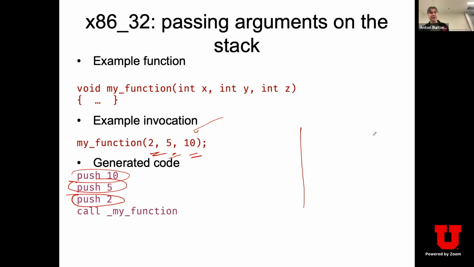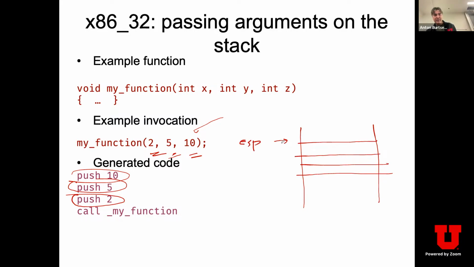So the 3 will be on a stack. Specifically, ESP will be like this. So it will contain 2, 5, and 10, right? And then invoke the function, right? So here, what will be saved when we invoke the function called my function? So what goes here? Return. Exactly. So it's the return address, which is, let's say, this A.